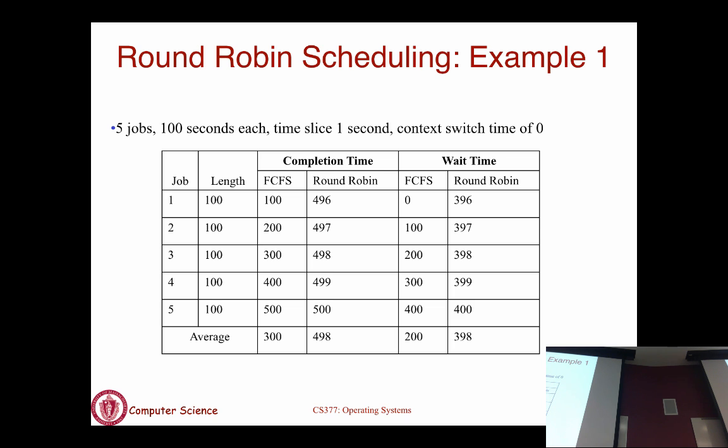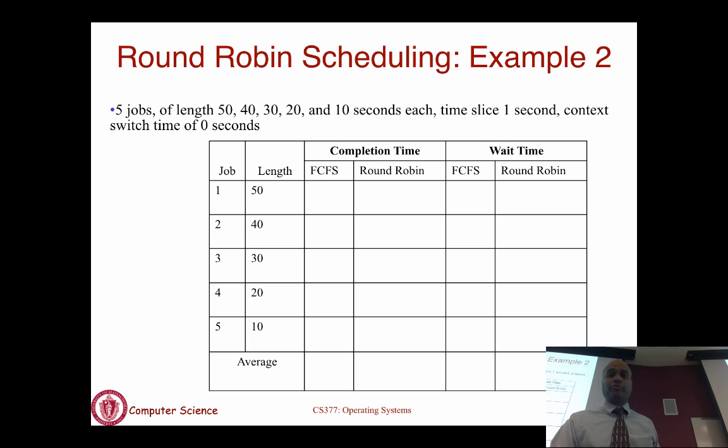Alright, so I think I have another example which I'm going to go through far more quickly. Here are jobs that still all arrive at time 0, but they are unequal in length. They're not all identical jobs like the previous example. In this case, the job lengths are 50, 40, 30, 20, and 10. Again, the time slice is set to 1 second. There is no I/O. They are all CPU-bound jobs, and context switches don't cost anything.